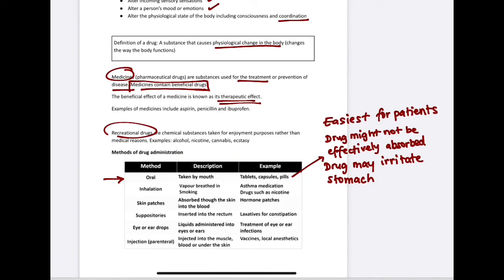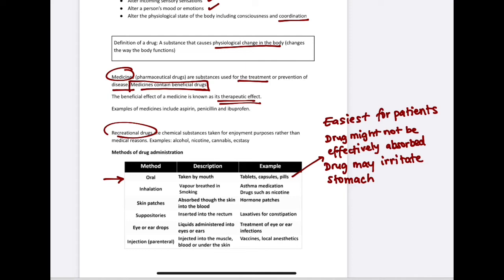Second one is by inhalation. So the drug is breathed in by smoking the vapor, and this is very useful for asthma medication. And this includes examples like the use of inhalers or nebulizers. So the medicine is going to be breathed in.